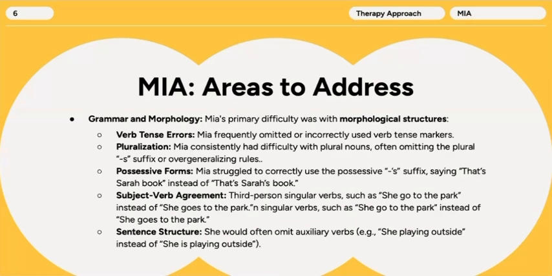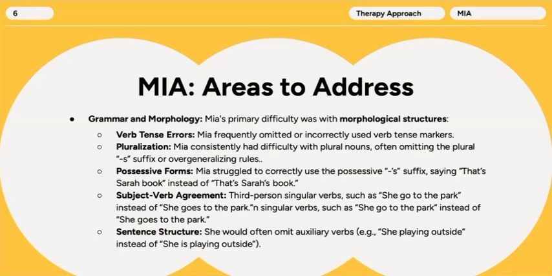So, with those morphological structures, she has trouble with her verb tense errors. So she frequently omitted or incorrectly used verb tense markers. An example of this would be she might say, she walk to the store instead of she walked to the store, or I goed to the park instead of saying I went to the park.